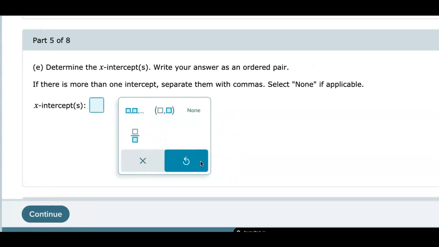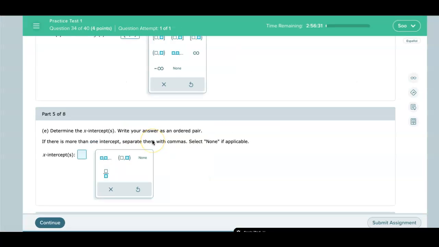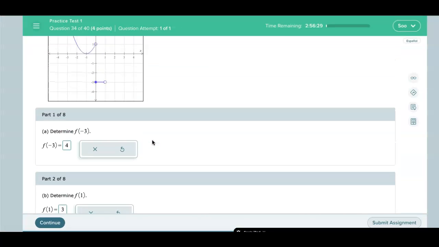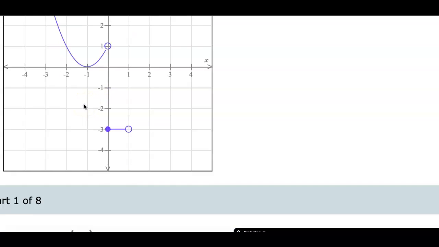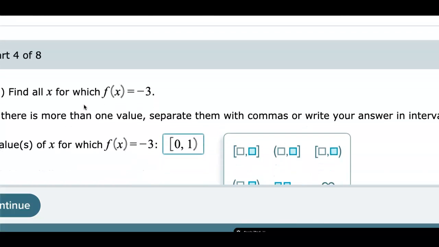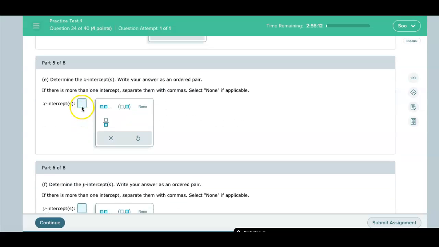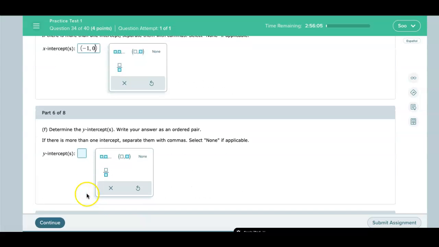Determine the x-intercept. Write your answer as an ordered pair. Okay, let's go find how many places this graph is touching the x-axis. X-axis is right here, and I see there is only one x-intercept at negative 1. So the ordered pair will be negative 1, 0. Next one, find the y-intercept.